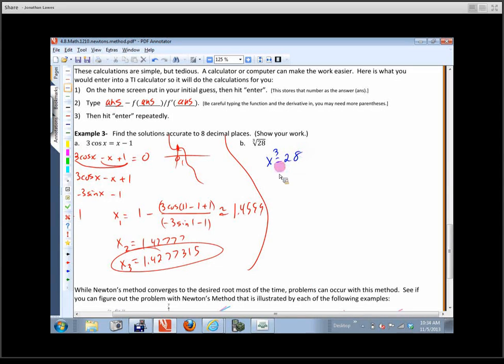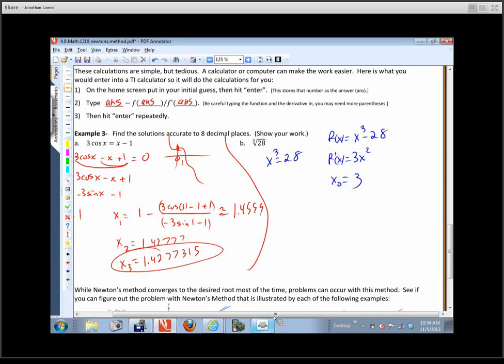That's the question. Now what do we do with this? Set it equal to 0. So here's our function: f of x equals x cubed minus 28. Here's our derivative, 3x squared. And what was x naught? What was our guess? Our guess was 3, okay?